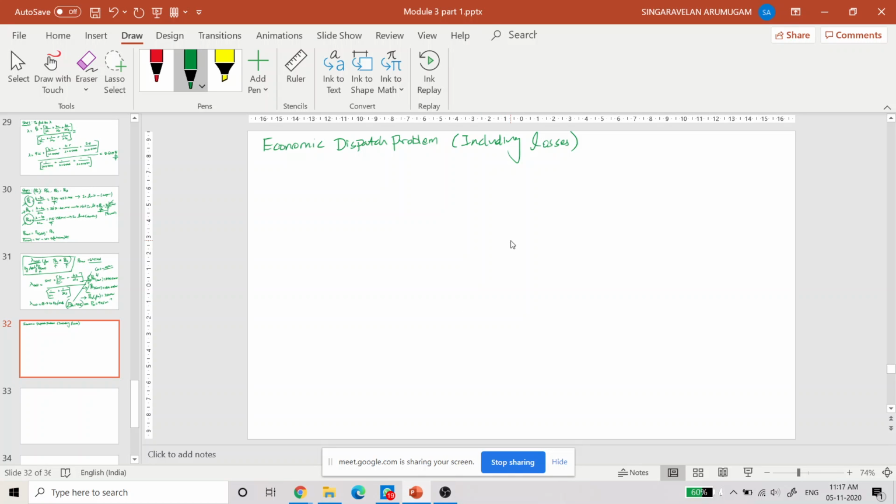So for the last two classes of Module 3, we have seen the economic dispatch problem by neglecting the losses, that is, we did not include the losses. But in practice that is not possible, because for entire Karnataka we don't have a single power plant. The power plants are distributed, not centralized.